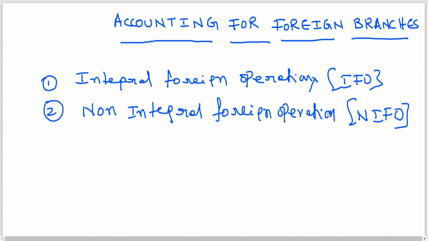After converting the trial balance of the foreign branch in the home currency, next point: classification of foreign operations. Side heading: classification of foreign operations.